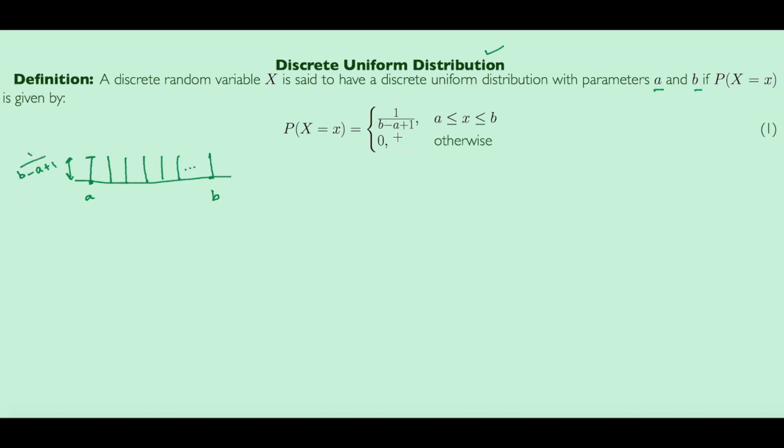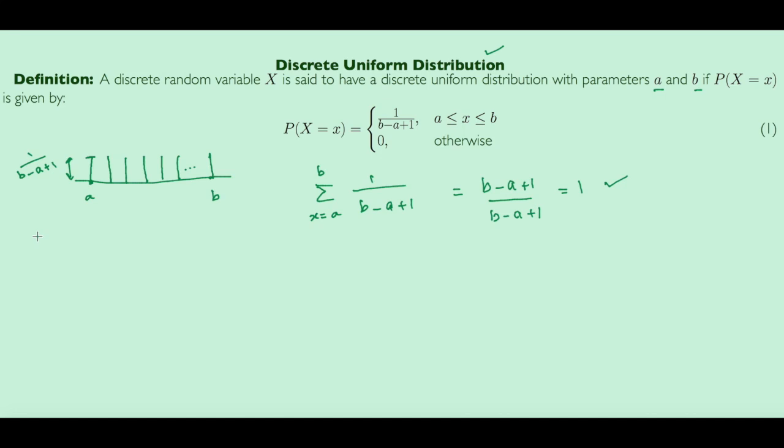Okay, now why is this? Because when we add them, the sum over x from a to b of 1 over b minus a plus 1 is equal to 1 over b minus a plus 1 times the number of terms, and how many terms are there? b minus a plus 1. So b minus a plus 1 over b minus a plus 1 is equal to 1. Okay, so that means it's a true PMF. Every value is non-negative and they sum to 1.